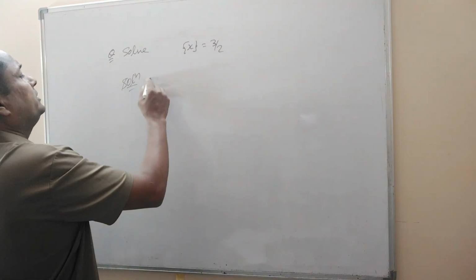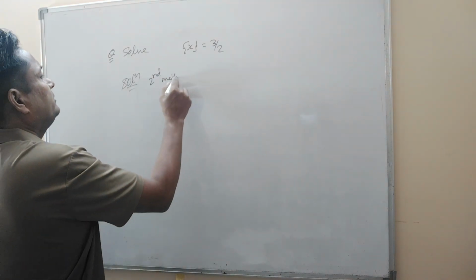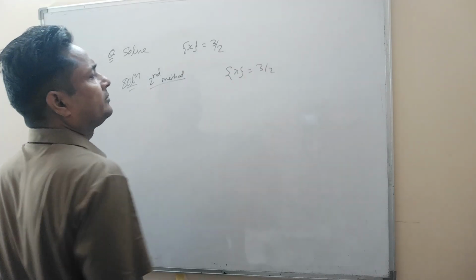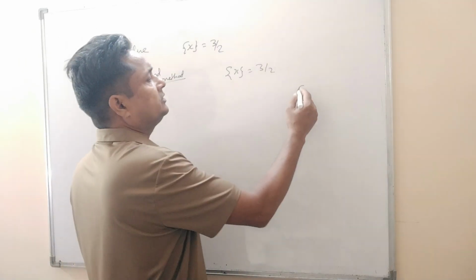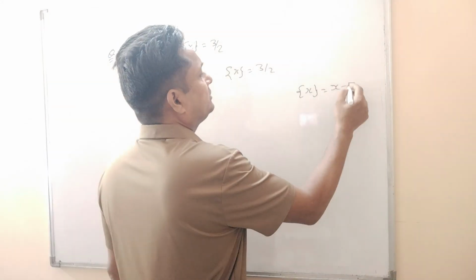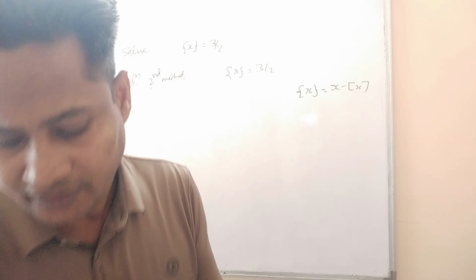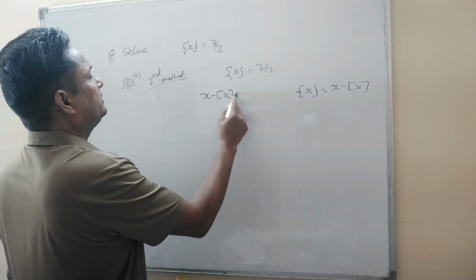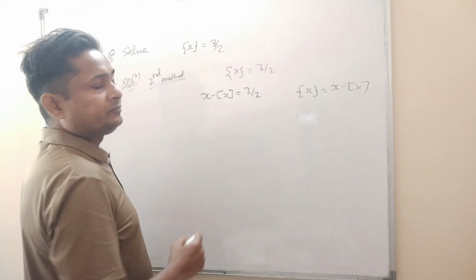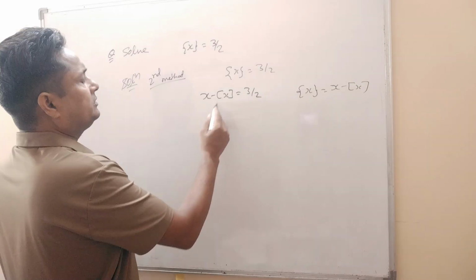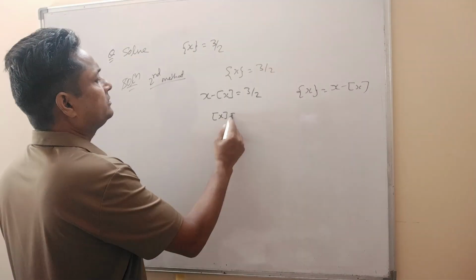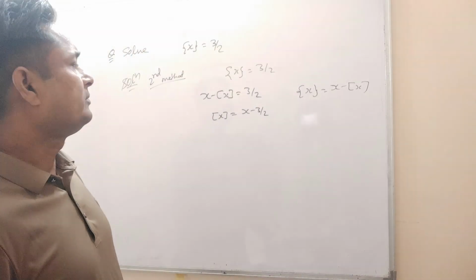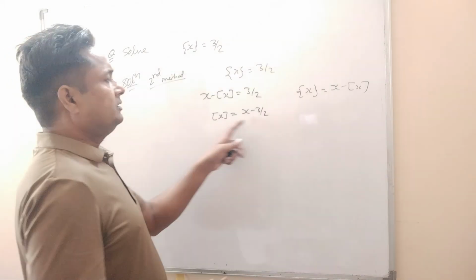So the second method will be: the fractional function {x} is 3/2, and the definition of the fractional function {x} is x minus the greatest integer [x]. Now substitute this value. So this will be x minus [x] is equal to 3/2. Now this can be written as [x] is equal to x minus 3/2. Right?